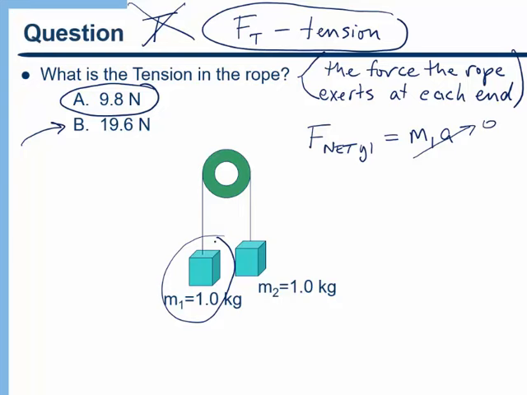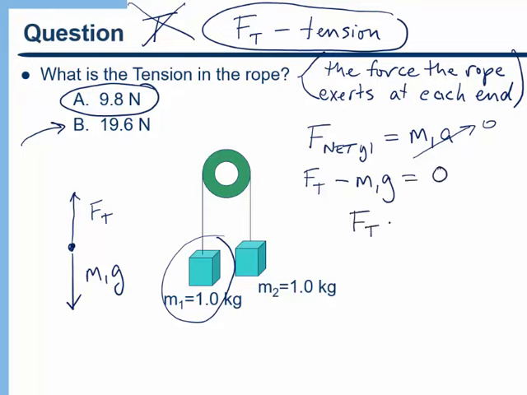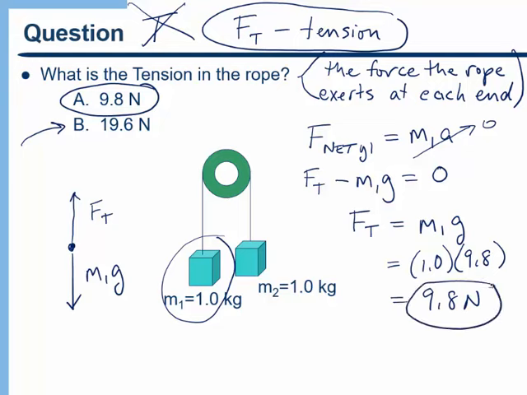Let's draw the free body diagram for mass number 1. There are only two forces acting on the object. There's the tension acting up, and there is the weight of the object acting down. Therefore, we have Ft minus m1g. But again, the acceleration is 0, so that equals 0. And therefore, the tension is equal to m1g, or 1 times 9.8. So 9.8 newtons is the correct answer.